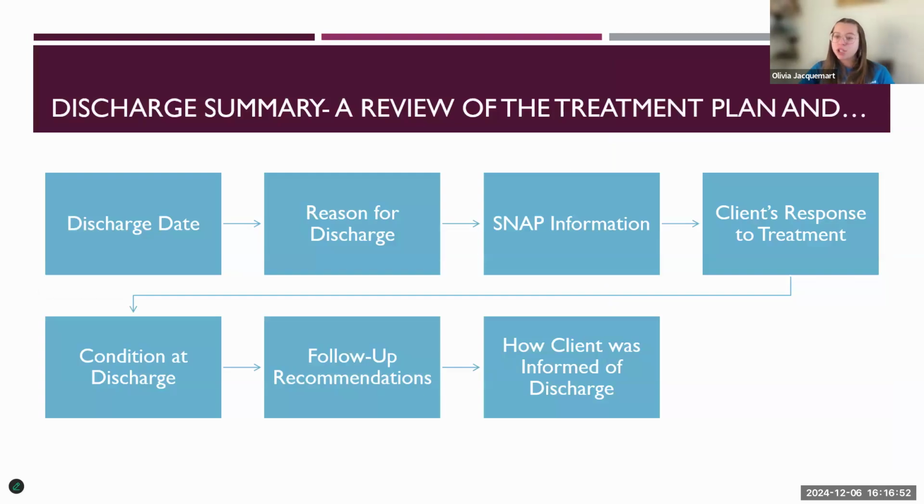And then the discharge. So the discharge summary should be a review of the treatment plan and include all of this information: the discharge date, the reason for discharge, any kind of SNAP information. Remember, our SNAP is the client's strengths, needs, abilities, and preferences, the client's response to their treatment, the condition at discharge, any follow-up recommendation, how the client was informed of the discharge. Were they told via phone, a letter, or within that session? And just as a reminder, a discharge letter is not sent to clients who have passed away or who are within contracted facilities.